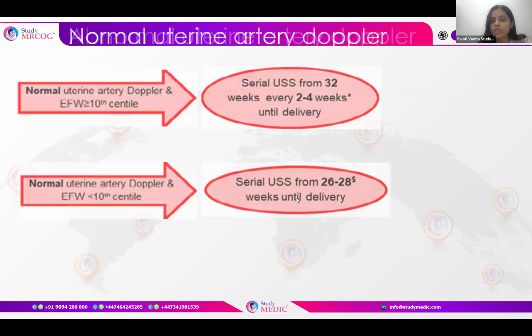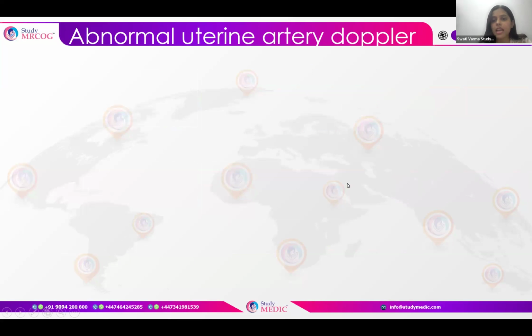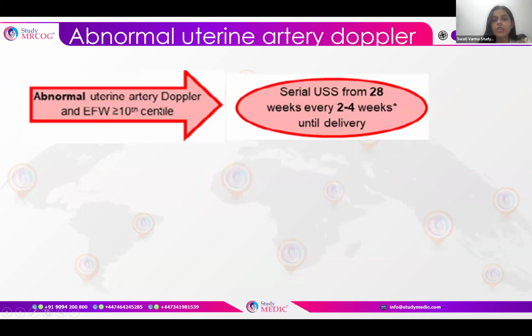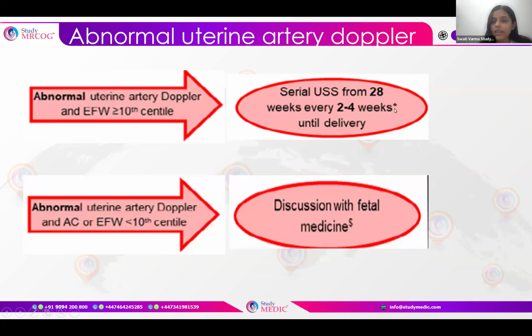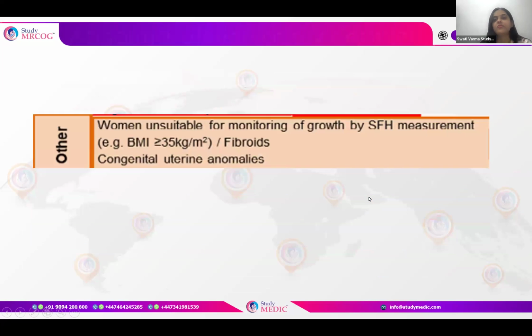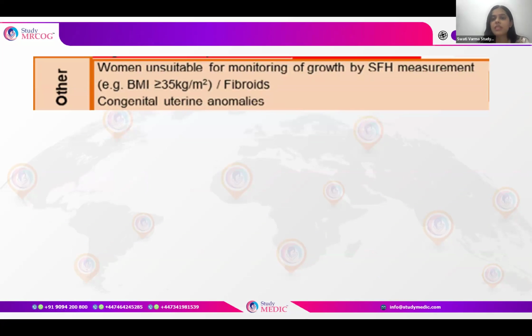Here also serial ultrasound from 26 to 28 weeks. And here also, either of the two is bad, then you have to start scanning from 28 weeks until delivery. And if both are bad, then you have to discuss with fetal medicine because something is serious. So this was the surveillance in low risk, moderate risk, and high risk.